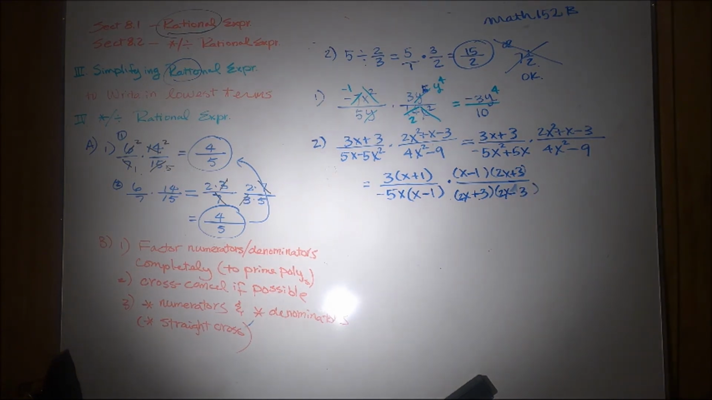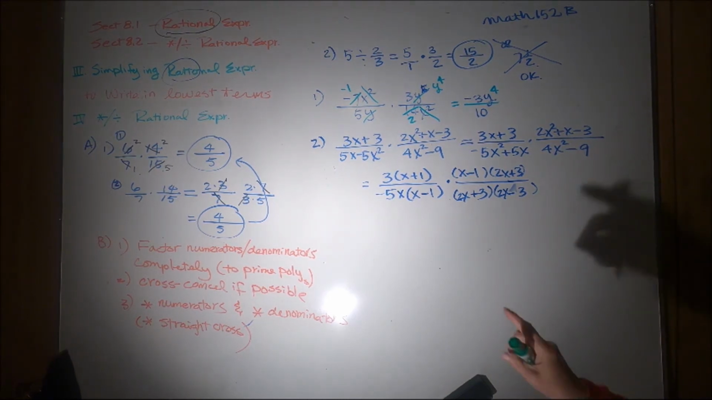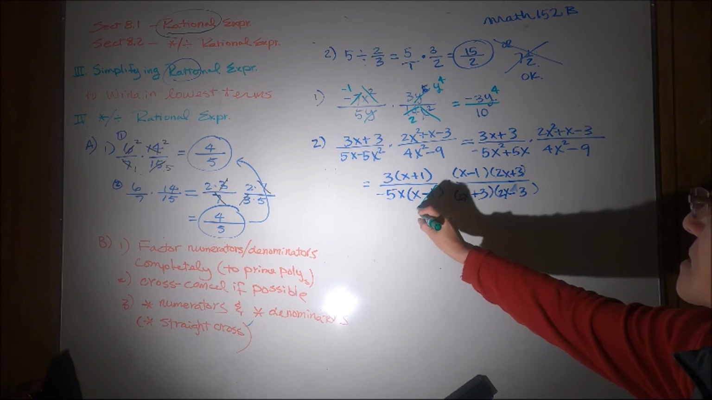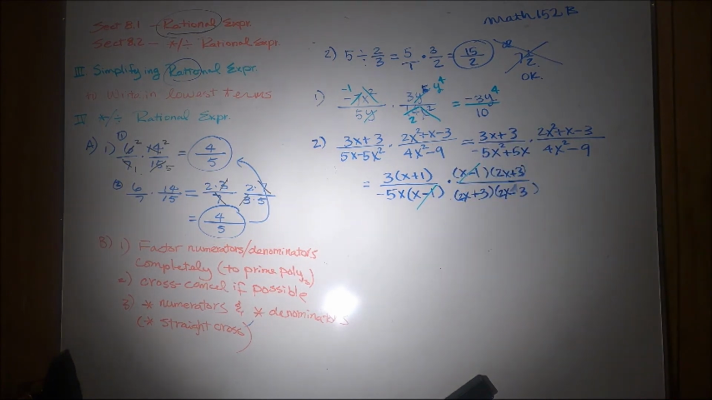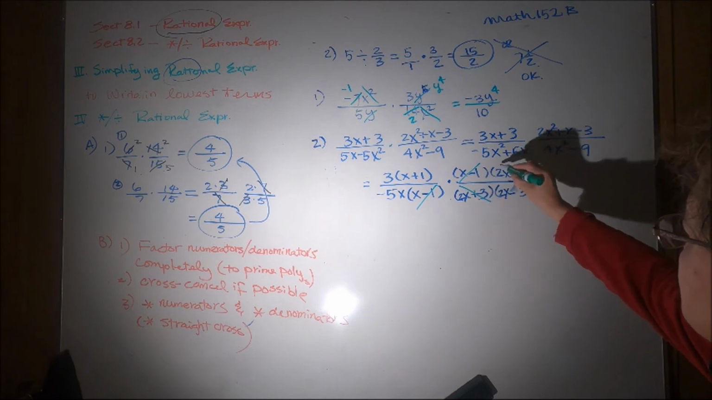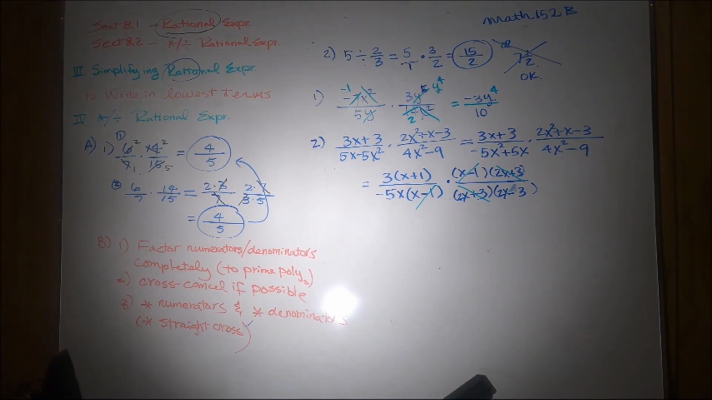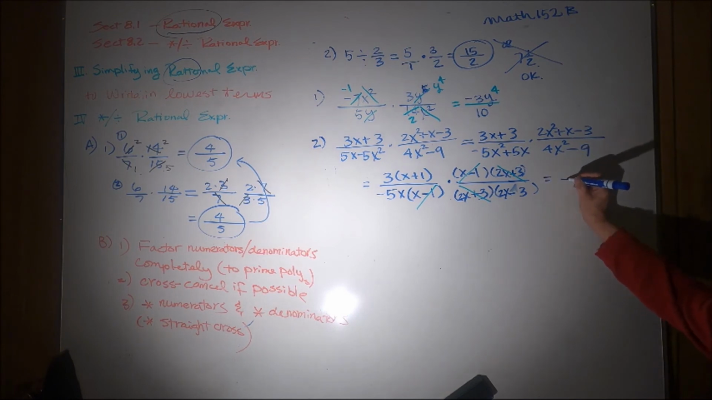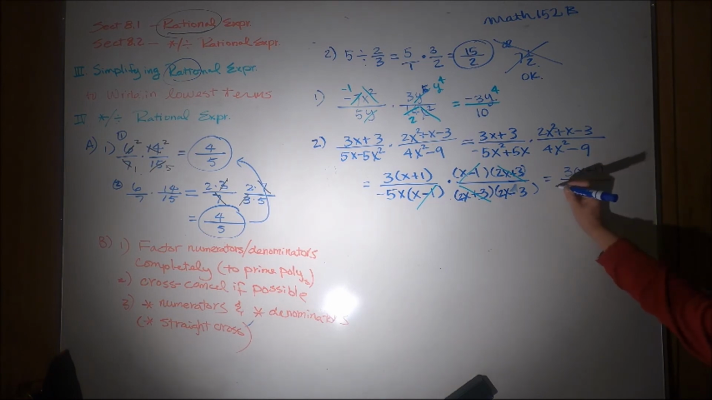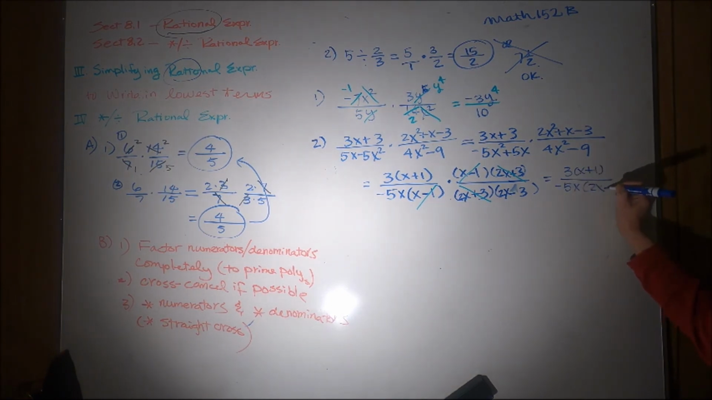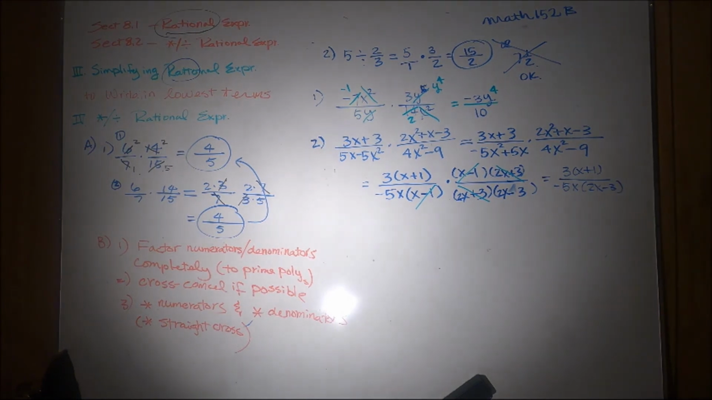Now, do we have prime forms for everyone? And they are all multiplying together. So we can cross cancel x minus 1. What else? 2x plus 3. Anything else? That's it. So what do we have? Then we will have 3x plus 1 on the top, negative 5x and 2x minus 3 in the denominator, right?